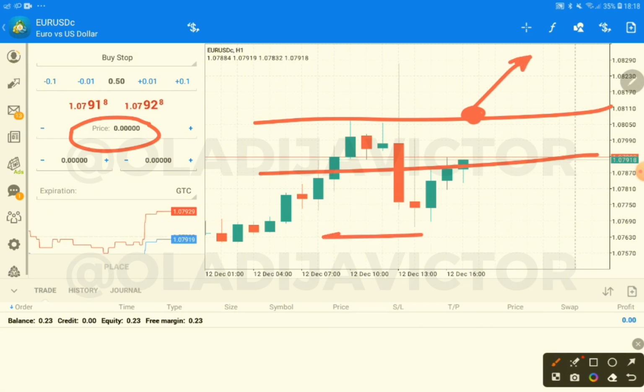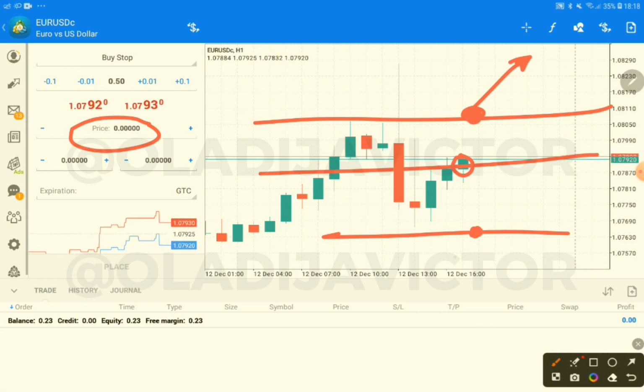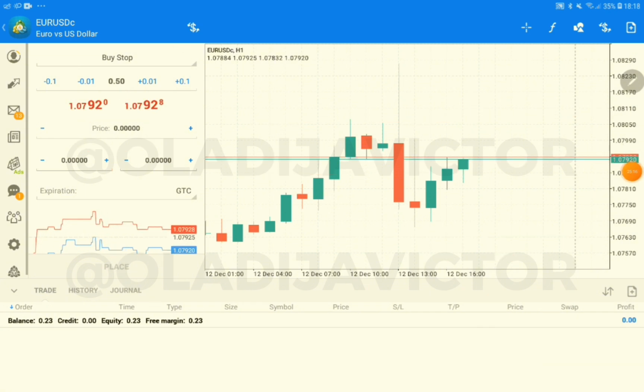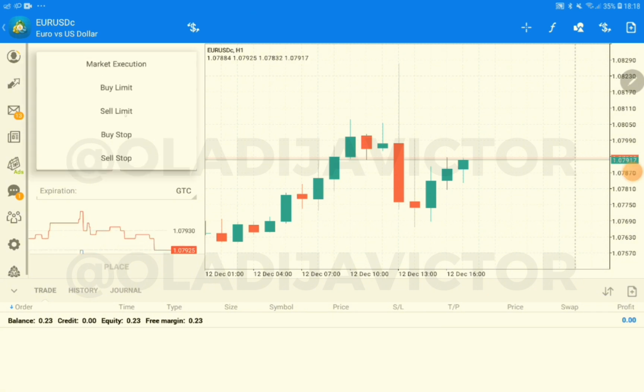The same thing with a sell stop. A sell stop means maybe the market is here and I feel like the market will start selling when it gets here. Sorry, the market is below and I feel like it will start selling when it gets here. I'll use a sell stop and then it will sell downwards. There's also a sell limit order and buy limit order.